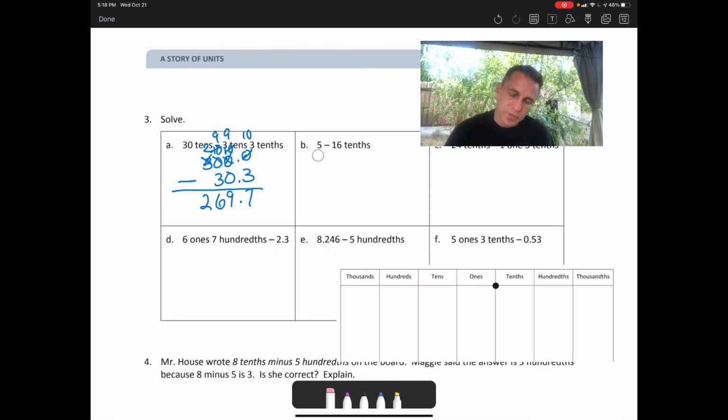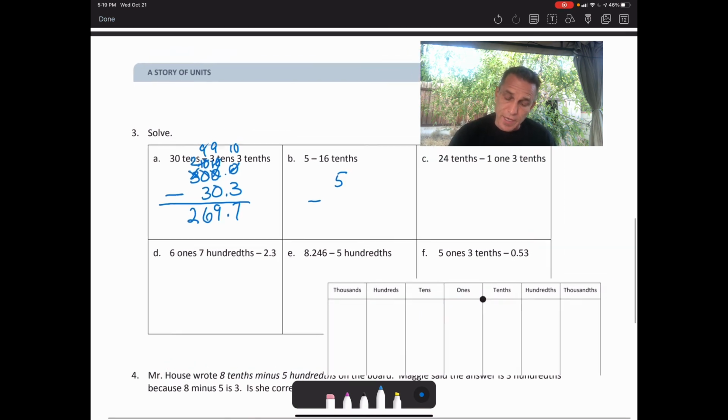Okay, for the next one, I have 5 minus 16 tenths. Now, if you weren't sure what 16 tenths is, you just want to write the number 16 so that the last digit in 16, which is a 6, needs to go in the tenths place.